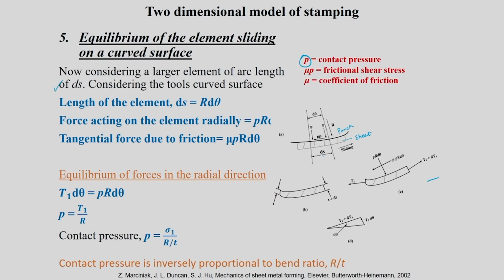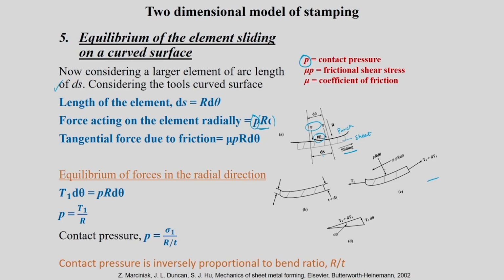And force acting on the element radially is nothing but p r d theta, and here this p is actually called contact pressure. And because of P, there is going to be one mu P which is going to act towards left, because the sheet is actually stretching, sliding against it. So naturally mu P will be in the opposite way, and that will give you tangential force due to friction, which is nothing but mu P r d theta.